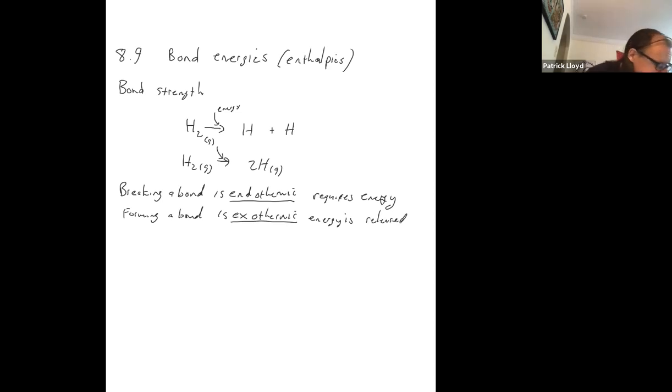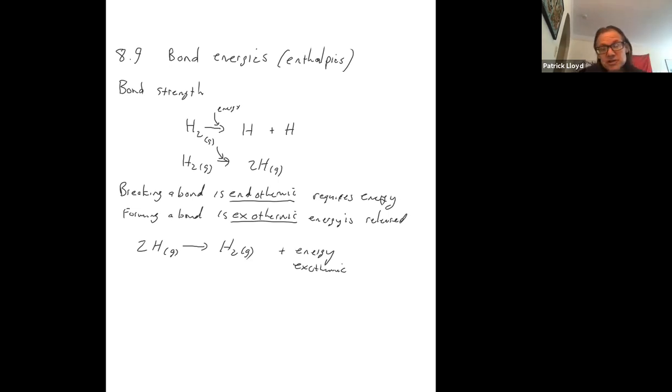So if I were to take this reaction 2H and go back the other way, you would get energy out. It's an exothermic process. So producing a chemical bond is exothermic. Okay, kind of cool.